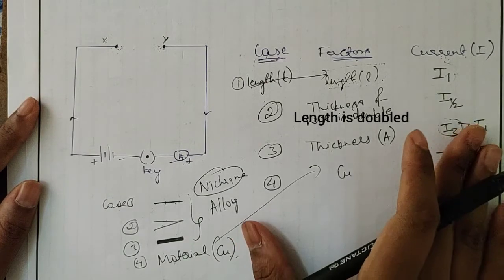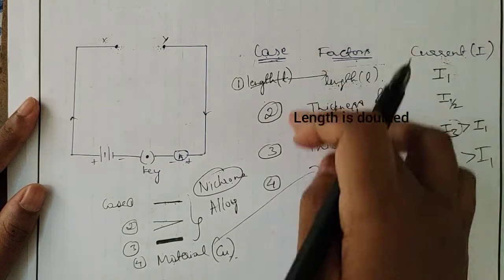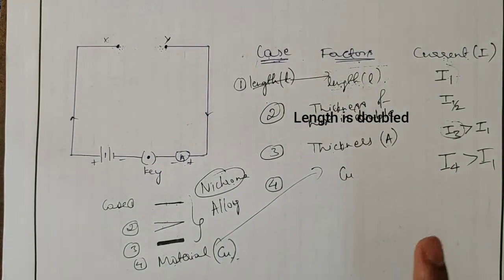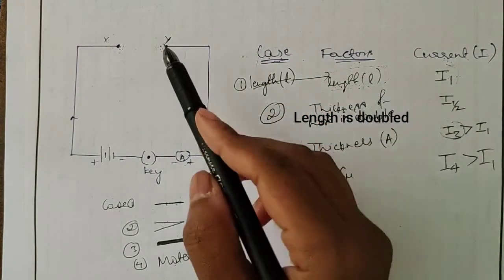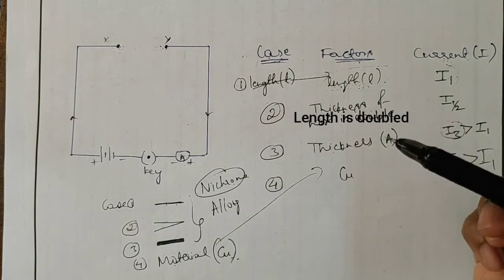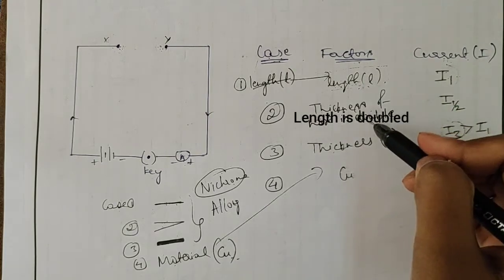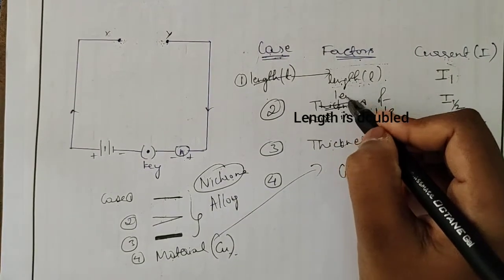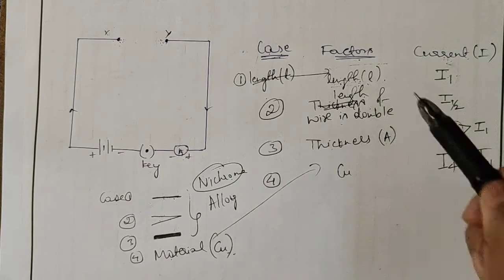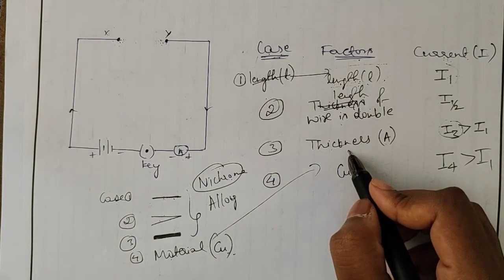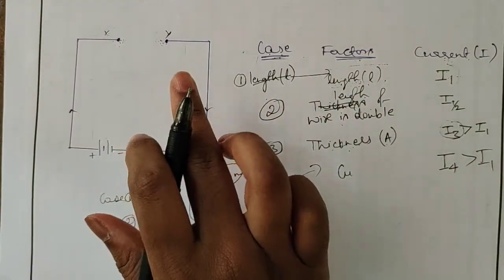Now from this we need to conclude what points happened here. Before that, let us recall these factors. The resistance will depend upon the length of a wire, the thickness of a wire, which is the area of cross section. So these are the factors which we learned from this activity.